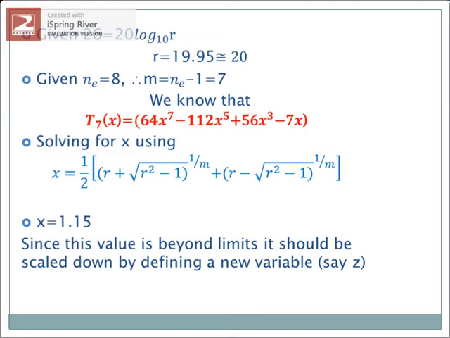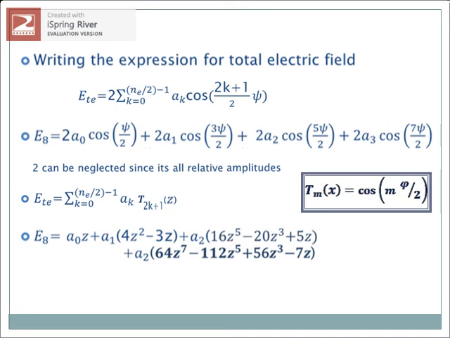You know that the value of x must be between minus 1 and plus 1. Here the value of x is greater than 1, so we should scale it down, and it is defined by the new variable z, where z equals x' by x. Then we can write the expression for the total electric field as E_t equals 2 times the summation over k of a_k cos((2k+1)ψ/2).